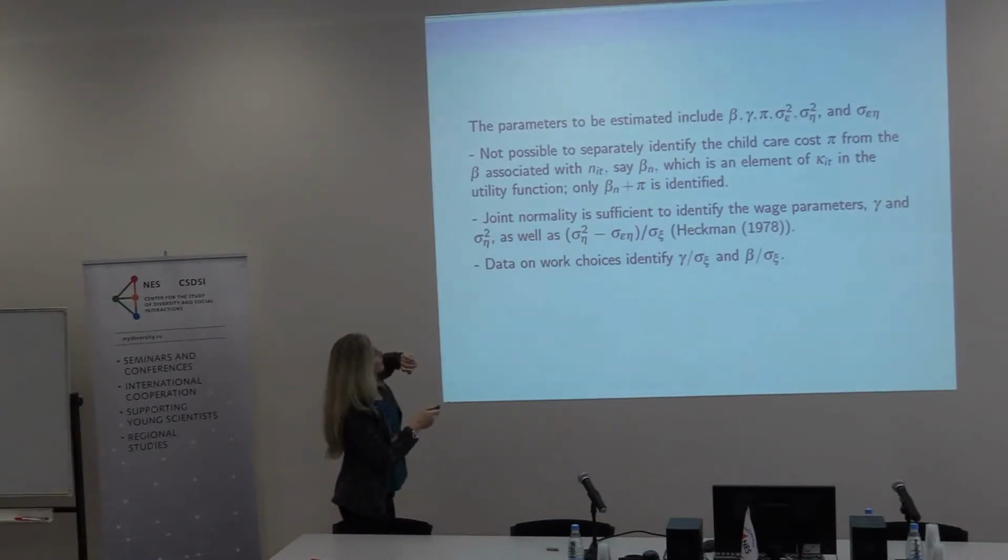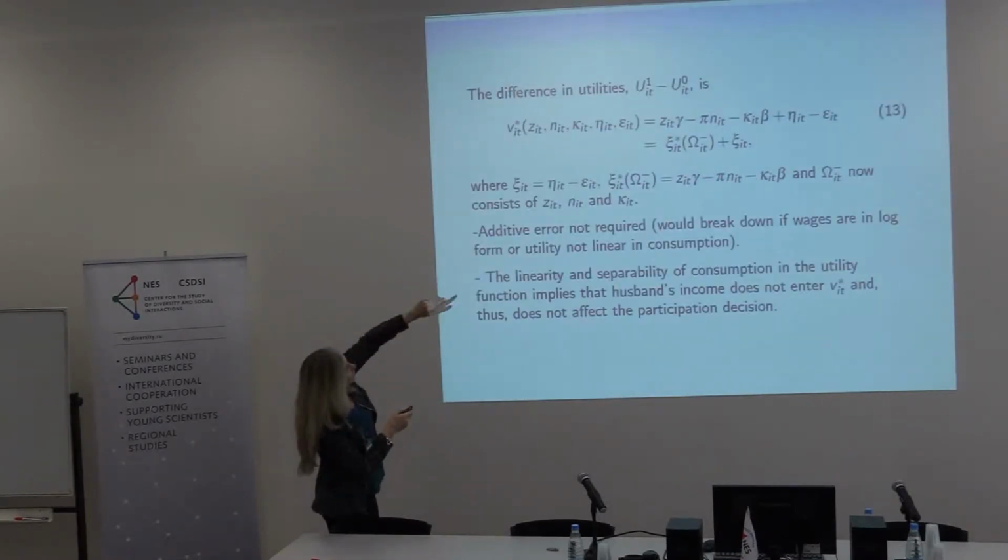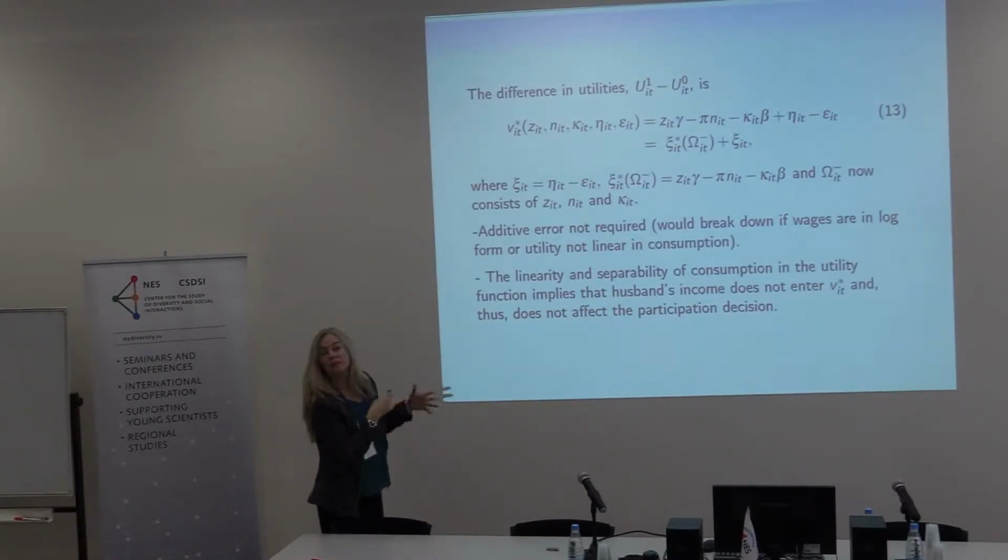Well, these are the different elements. So if I write down the probability of working, oh, here it is. Sorry, I should have highlighted this. If I write down do you work or not, it's just a probability that this is greater than 0 and this is less than 0. So if I make these normal, because I'm assuming they're bivariate normals, the difference between two normals is normal. So that's how you get the Probit model.